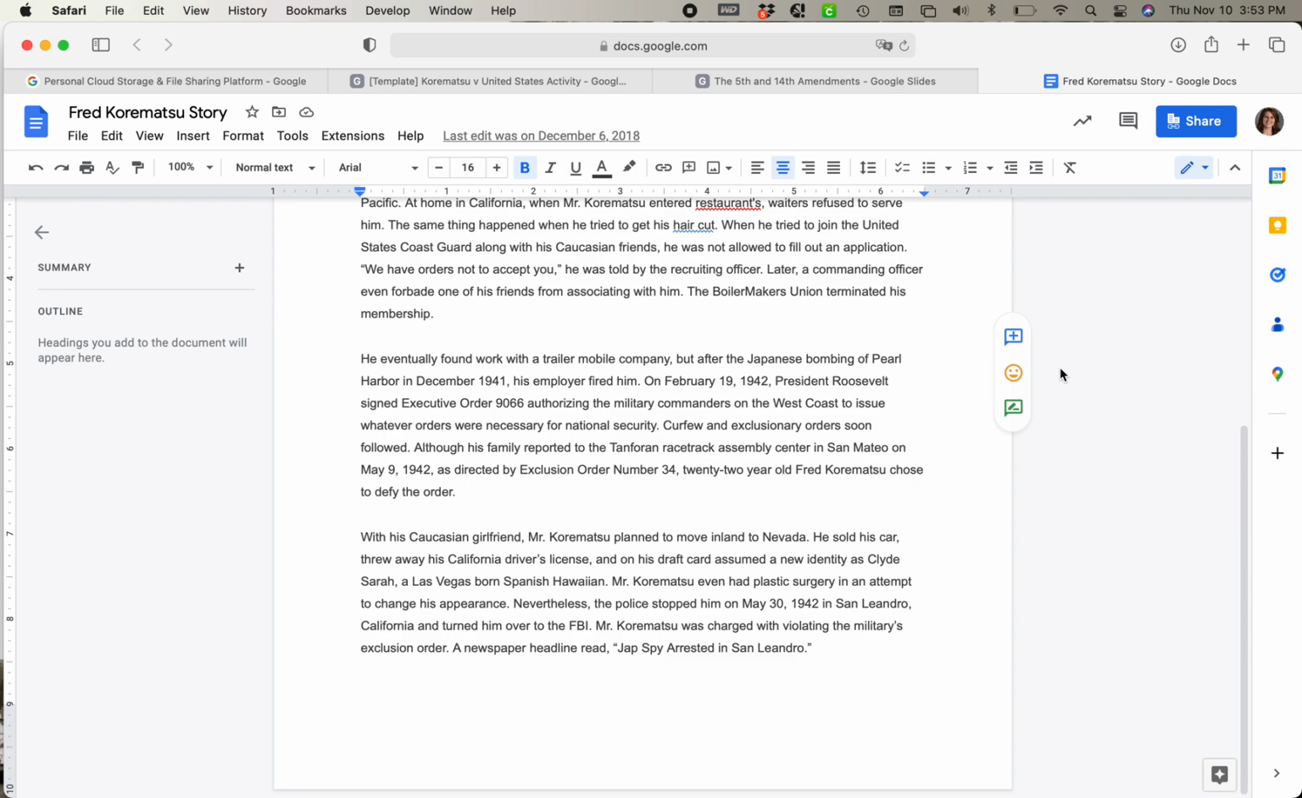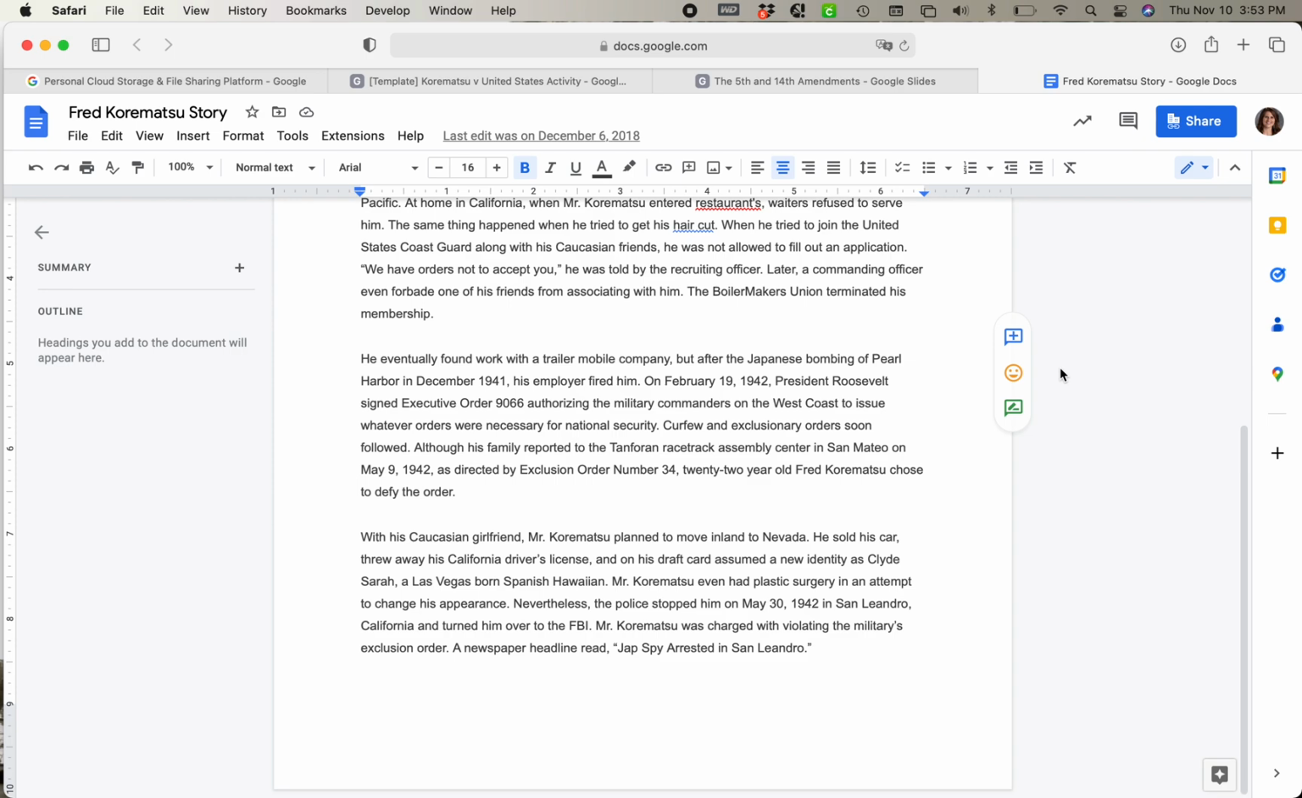With his Caucasian girlfriend, Mr. Korematsu planned to move inland to Nevada. He sold his car, he threw away his California driver's license, and on his draft card assumed a new identity as Clyde Serra, a Las Vegas-born Spanish Hawaiian. Mr. Korematsu even had plastic surgery in an attempt to change his appearance. Nevertheless, the police stopped him on May 30th, 1942, in San Leandro, California, and turned him over to the FBI.